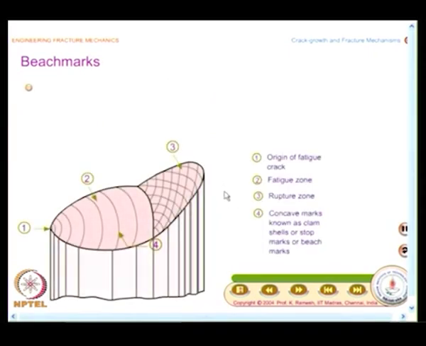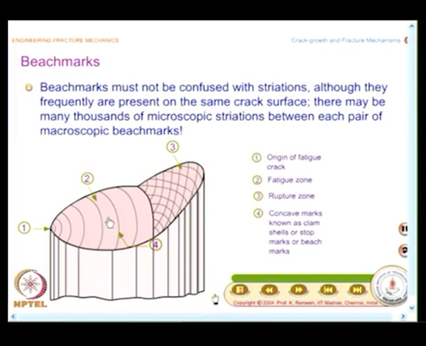So, you have to make a distinction between what are striations and what are beach marks, and this is again emphasized. Beach marks must not be confused with striations, although they are present frequently on the same crack surface. There may be many thousands of microscopic striations between each pair of macroscopic beach marks.